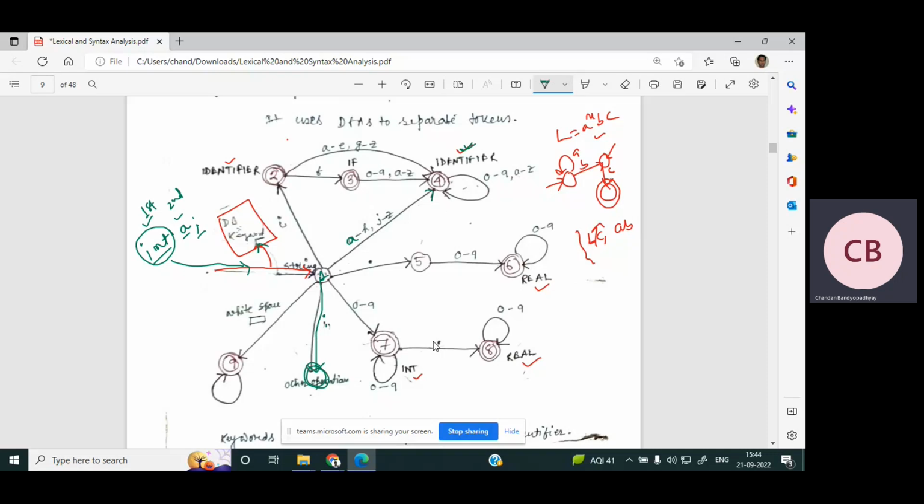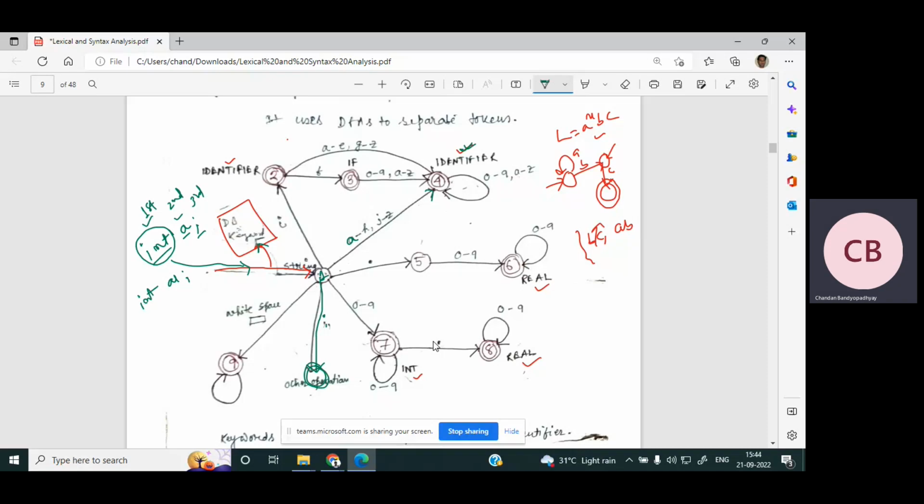So semicolon is being accepted. So it is a third token. Correct? So this is a valid syntax I had taken. Now if I had taken this syntax, integer a1 semicolon, a is a valid identifier or variable, we know.